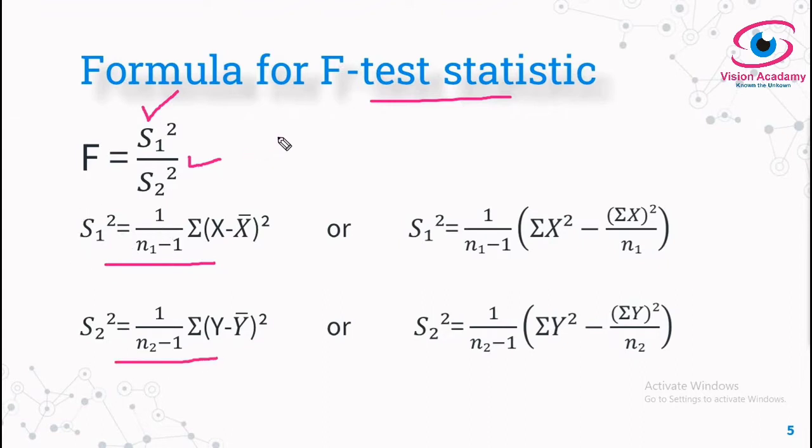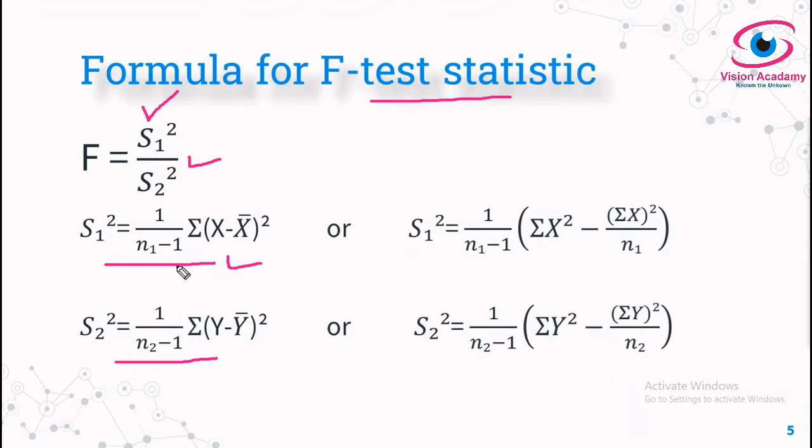If you are given the sample variance directly, you can put it into the formula directly. Otherwise you need to calculate the sample variance from the given sample. In such a case, you have to follow this formula: sample variance is equal to 1 by n1 minus 1 times the summation of x minus x bar whole square. Since we have two populations in the F-test, n1 is for the first population, and x is also for the first population.